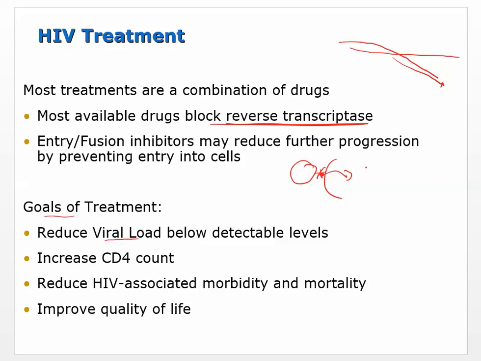So if the virus moves out and it's not able to infect other cells, the antibodies have a chance to kill it before it can get into other cells, and that's going to keep it in check. You also want to increase the CD4 count, obviously, or keep it as high as possible. You want to reduce HIV-associated morbidity and mortality, so the infection and the death that's caused by it. And overall, you're going to improve the quality of life.